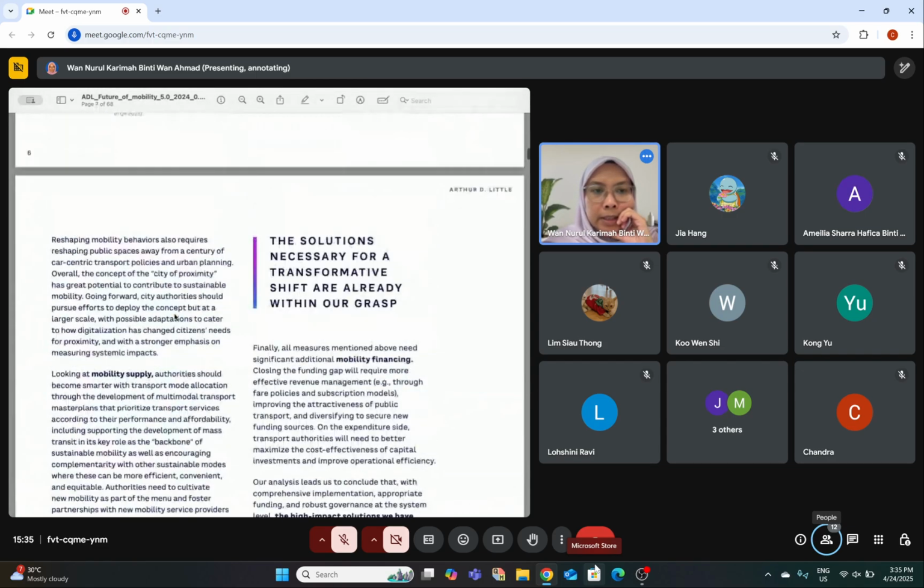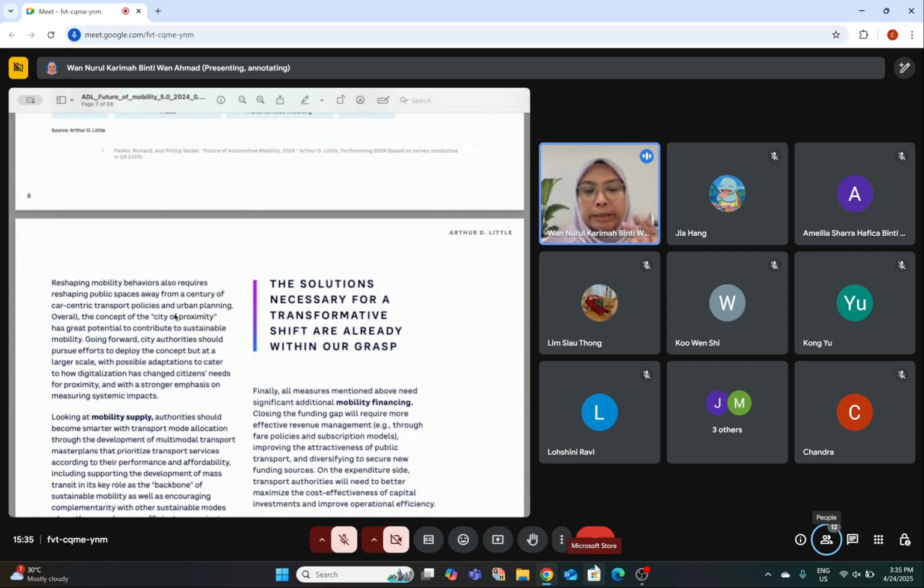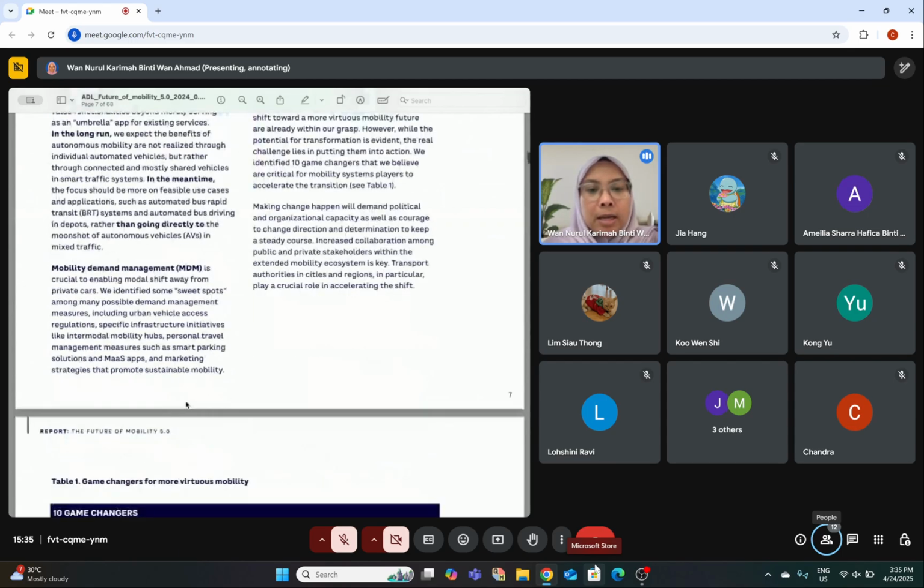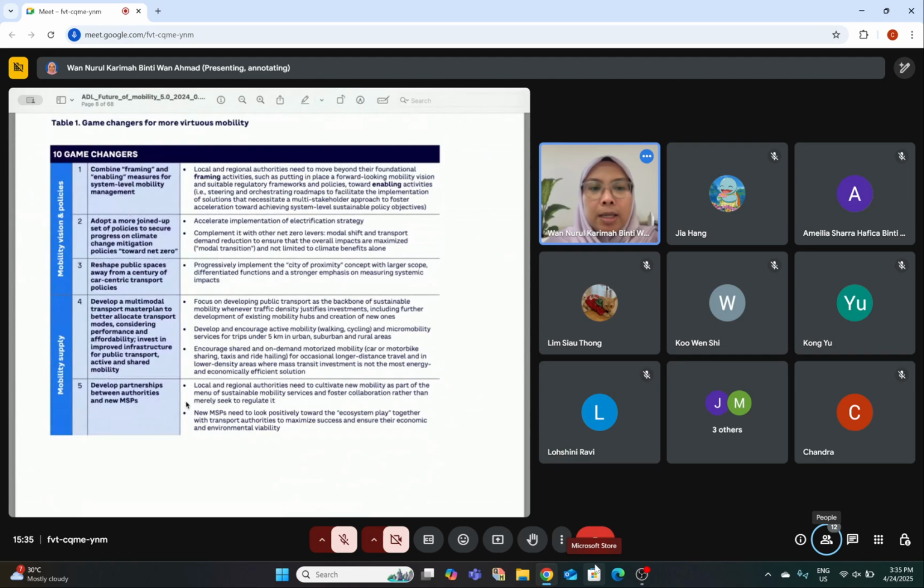Of course, you can read through all the words, statements and sentences, but sometimes they will give you these game changers for more virtuous mobility. So these are already very helpful to your own STEEPV analysis, because for each of these mobility visions and policies, basically some suggestions of what the future trends could occur in the future. These are already the ones that you can adopt or you can use for your own study.